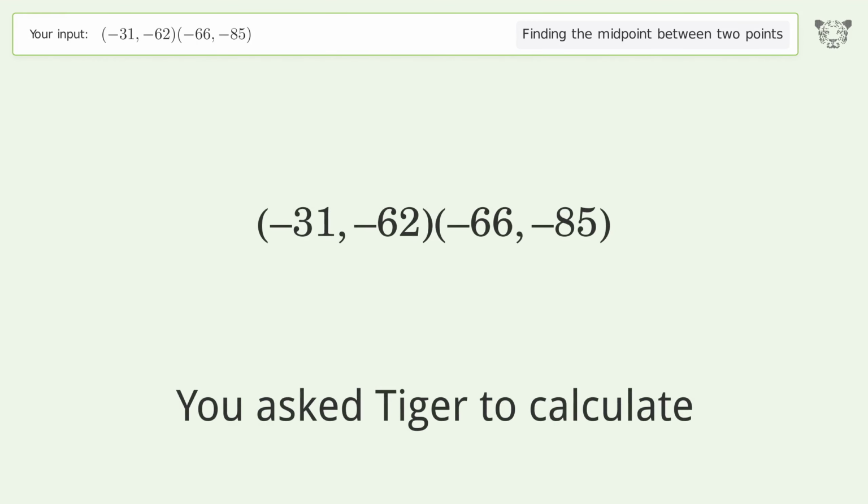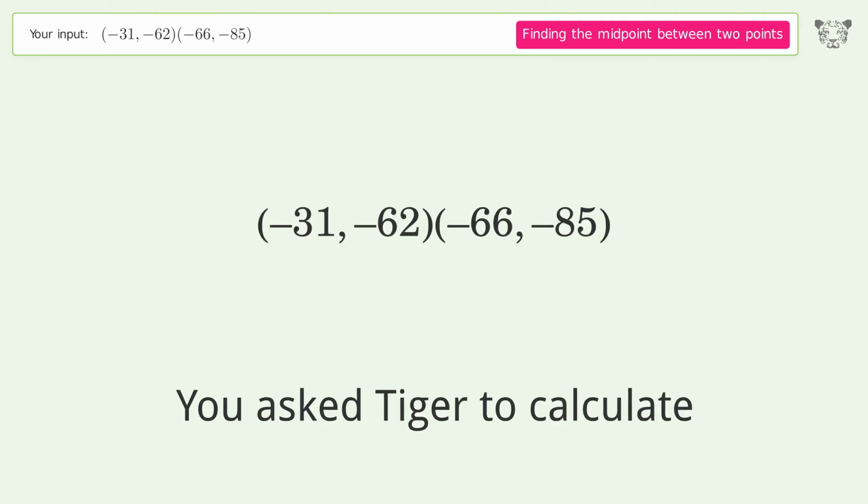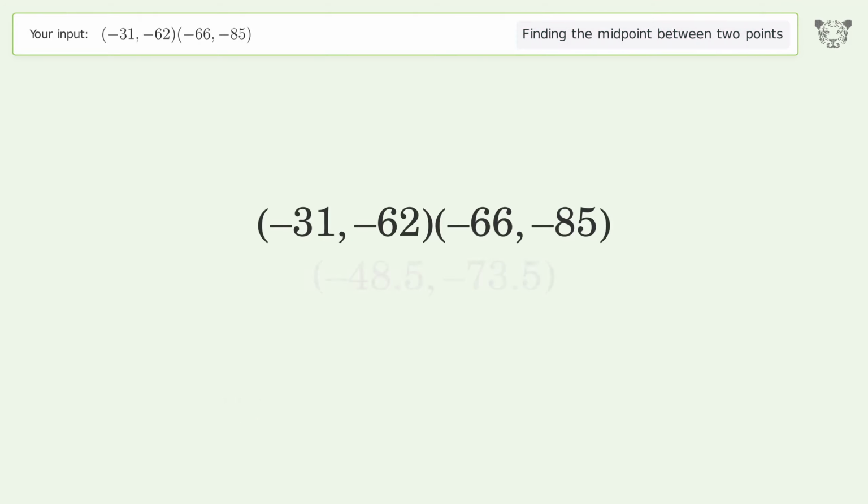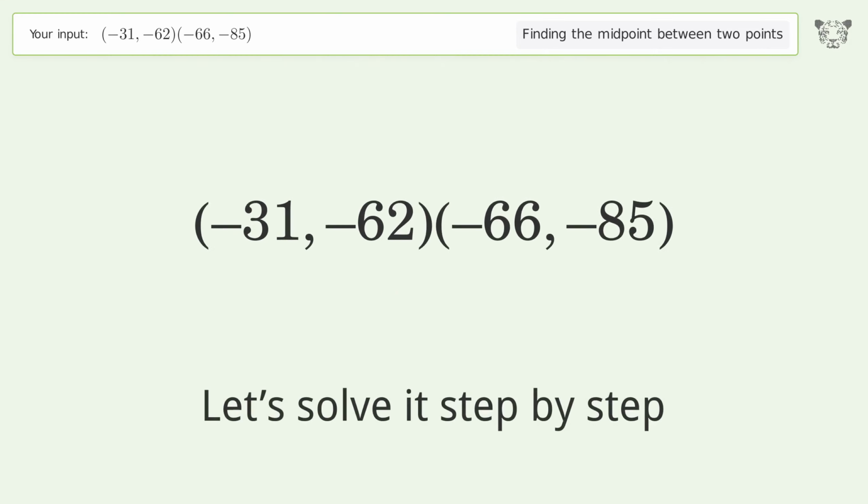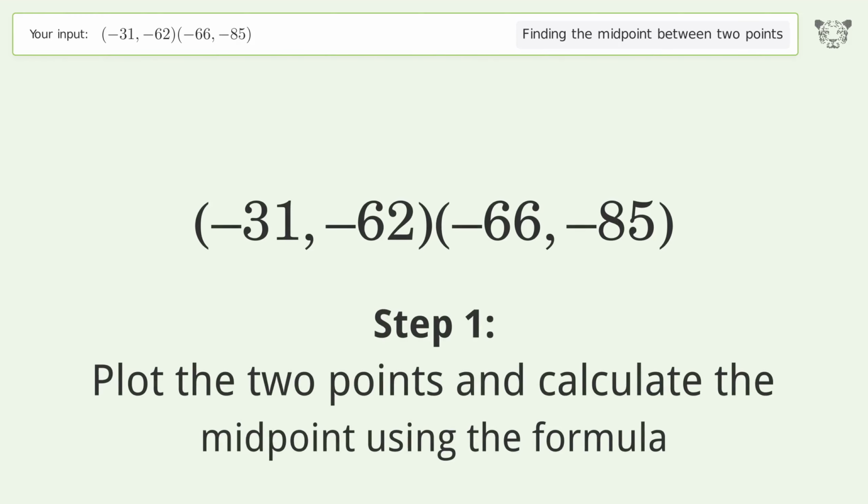You ask Tiger to calculate. This deals with finding the midpoint between 2 points. The midpoint between the 2 points is -48.5, -73.5. Let's solve it step by step. Plot the 2 points and calculate the midpoint using the formula.